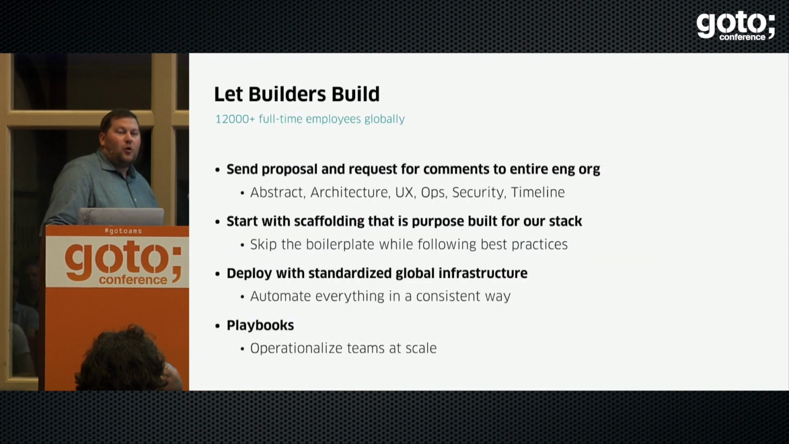And so we have this cultural value to let builders build, and this really means to not block people and to give them the tools they need to be successful. And so when you want to launch a new service, in this case a JavaScript microservice at Uber, you send a proposal with a request for comments to the entire engineering org that gives you a basic outline of what you want to build, the timeline associated with it, any security concerns, and any operational concerns.